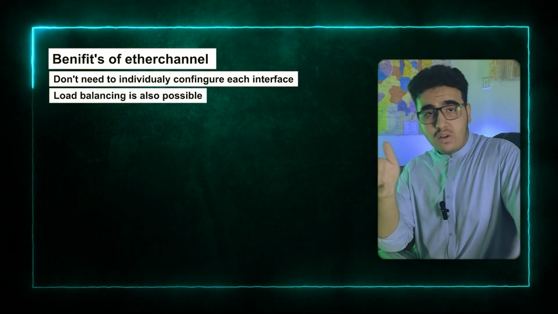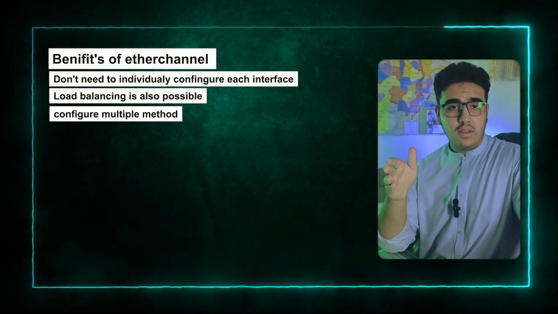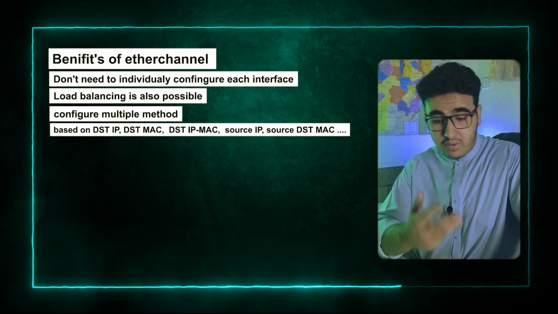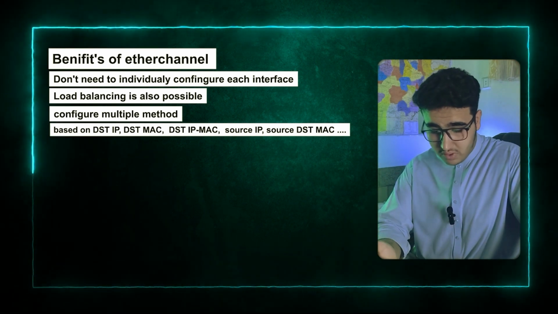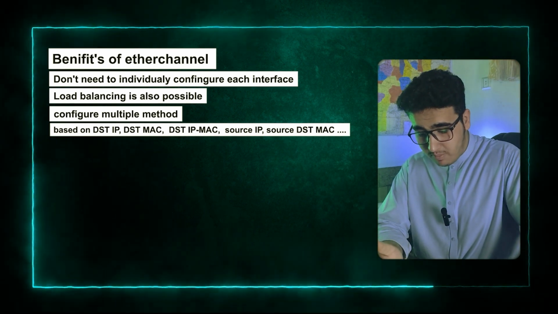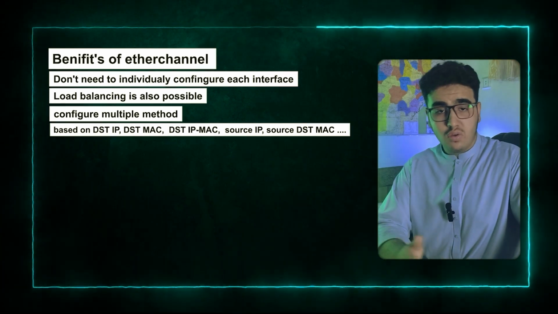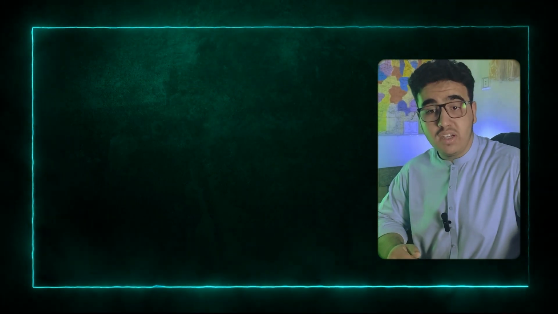Load balancing is also possible. You can implement multiple load balancing methods, such as based on destination IP, based on destination MAC address, destination mixed IP and ports, source and destination IP, source and destination MAC, and source and destination mixed IP and port. We have different types, so we can load balance on different types. Like here we have destination IP. What does it mean by destination IP?